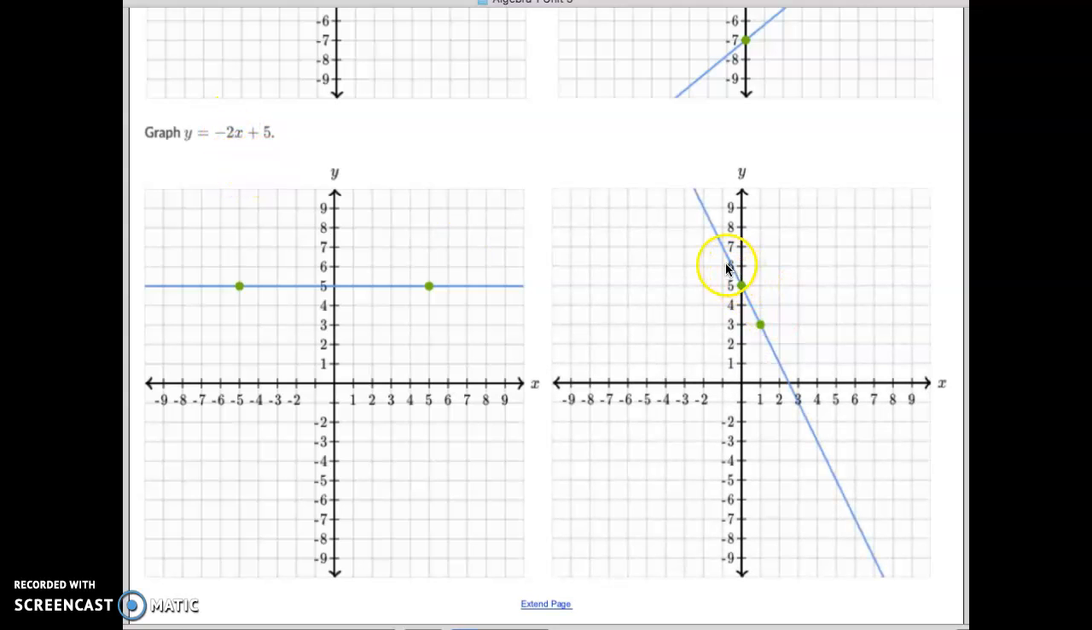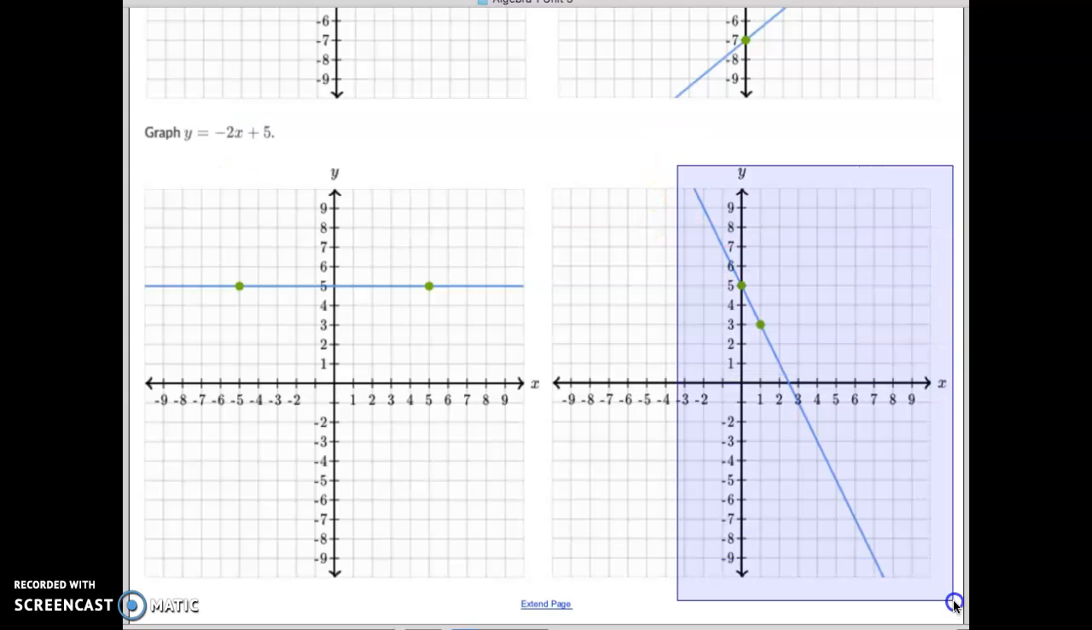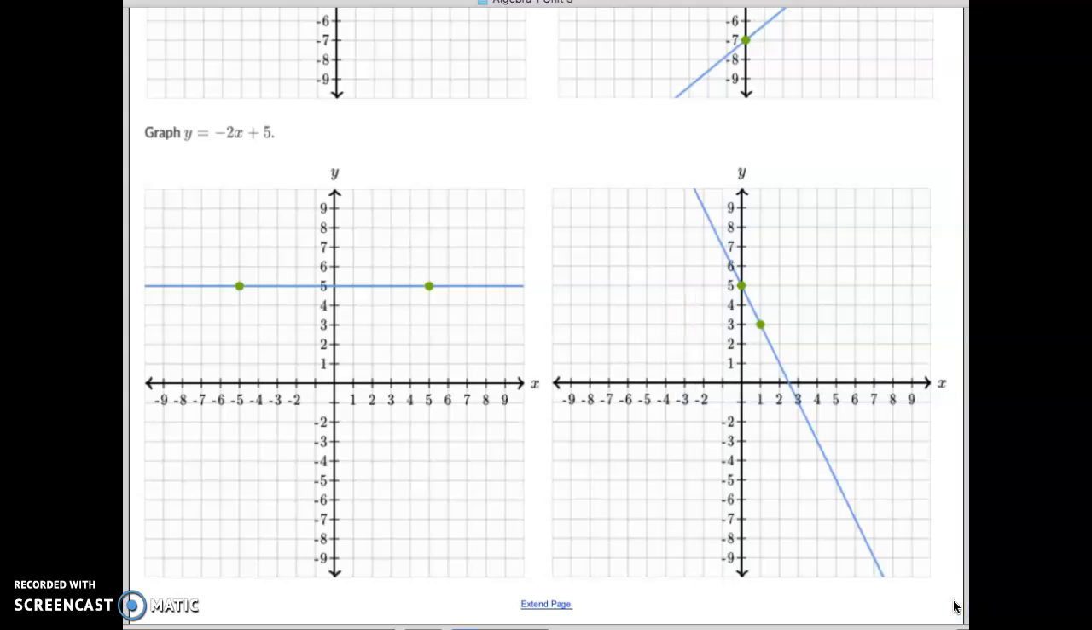So we put the first dot right over here at +5. That's our y-intercept. And then from that point, we go down 2 and over 1. So down 1, 2, over 1, and we put our next dot there. Notice that this is a negative slope, so as we look at the graph going from left to right, the slope should be going down, and it is. So this is how you do it.